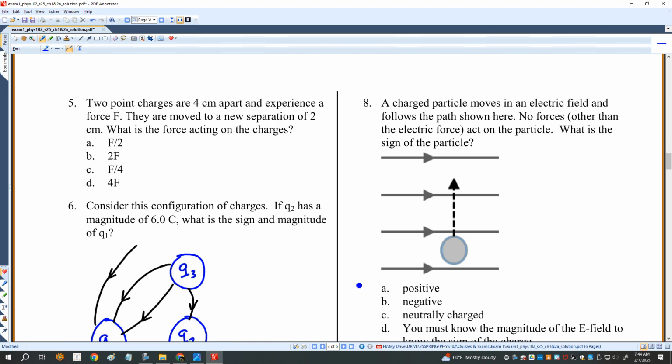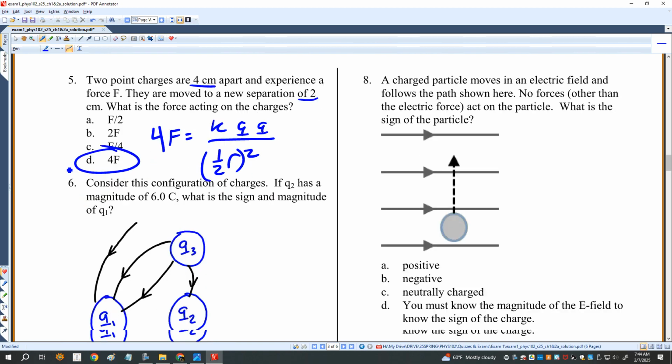Two point charges are 4 centimeters apart and experience force F. I move them to 2 centimeters. If I'm going from 4 centimeters to 2 centimeters, I'm taking 1/2 of that distance. 1/2 squared is a quarter. That means I have 4 times the force.